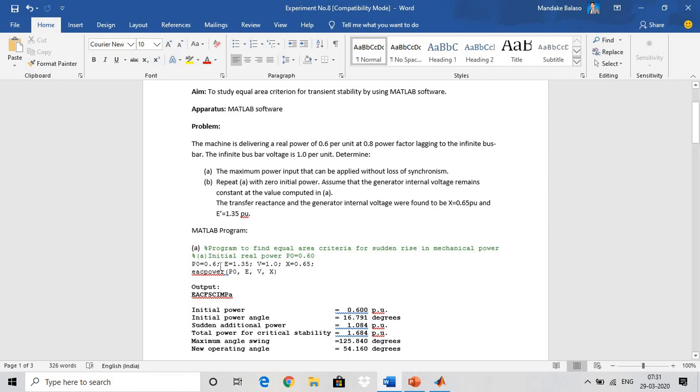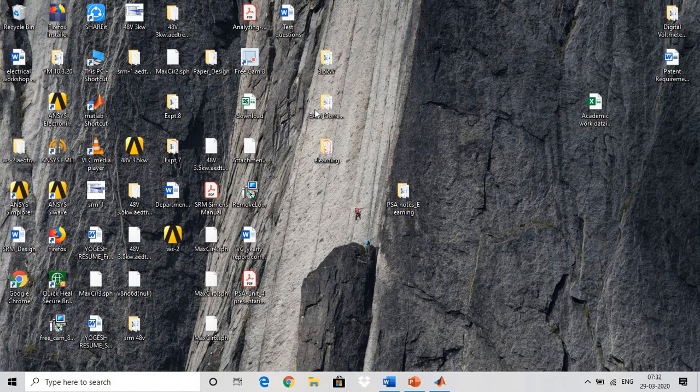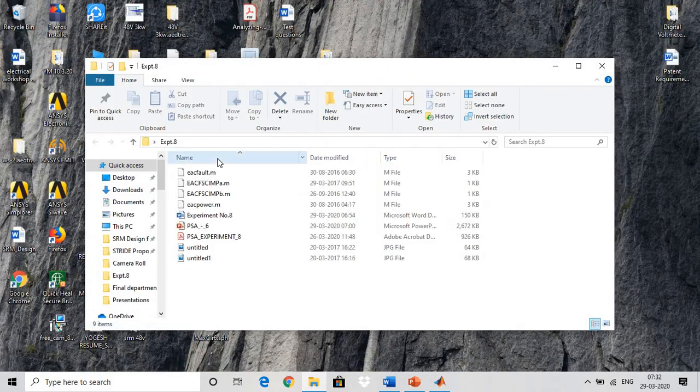So in the program for equal area criteria, there is the command AAC power, that is, AAC power P0, E, P, X. Now the main important thing is that whenever you run this program, make sure that the M file including the AAC power program, which is available freely on Google, is downloaded. Before running this program, you have to download that M file from Google and save it on the desktop, then only this program will run. I already have this M file saved on my desktop.